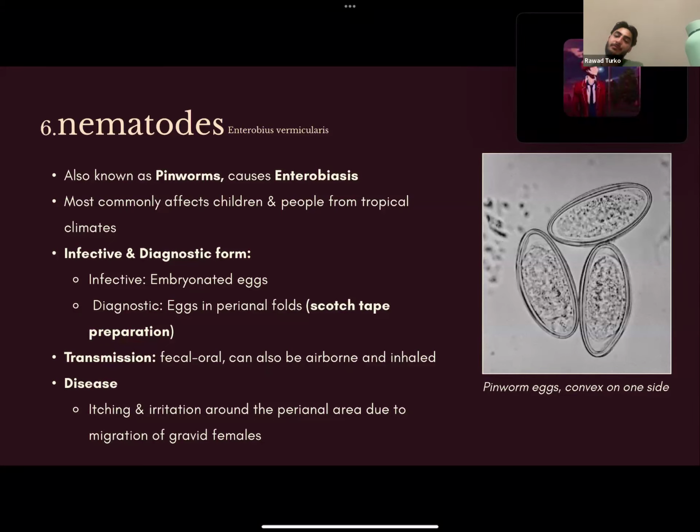Exactly. Perfect. And again, the transmission is fecal-oral. It can also be, this is so important, guys, I really want to highlight this, it can also be airborne and inhaled.